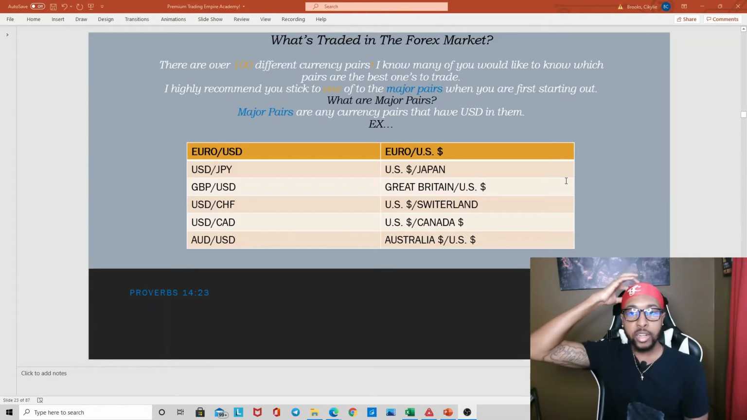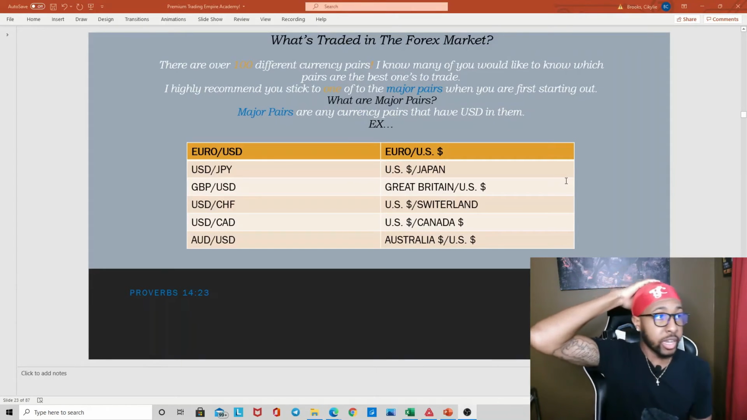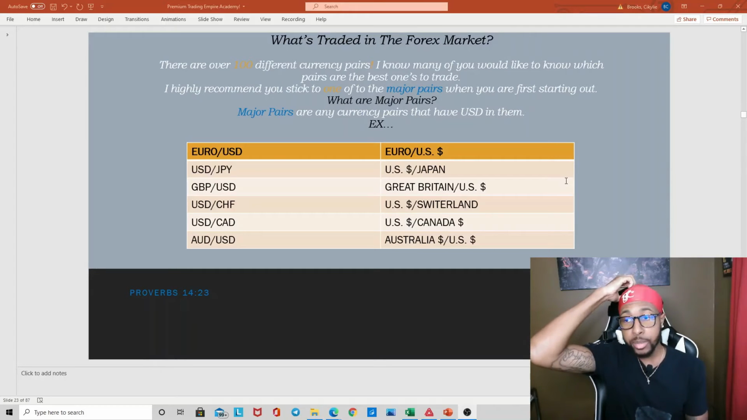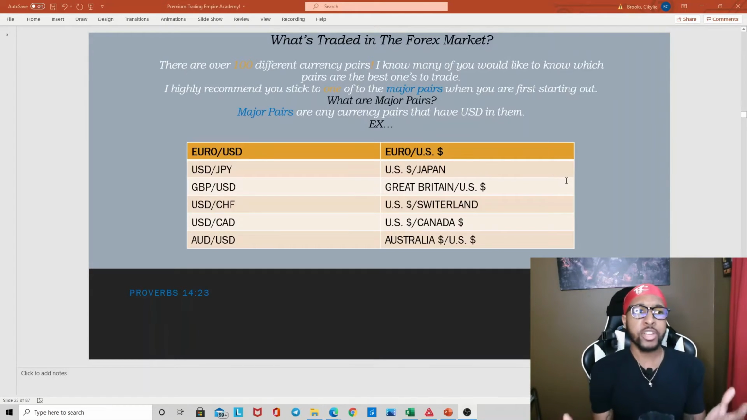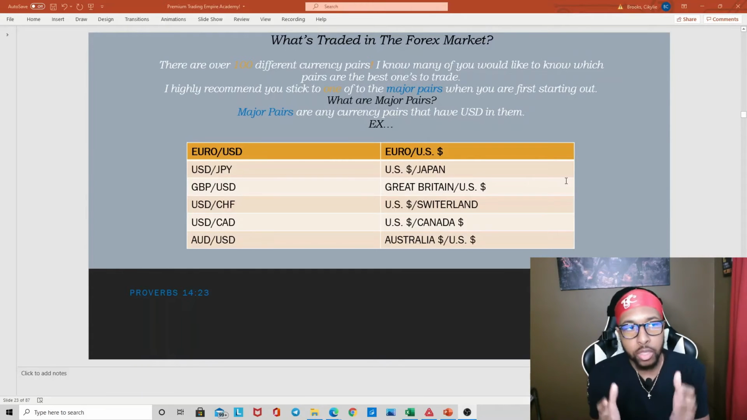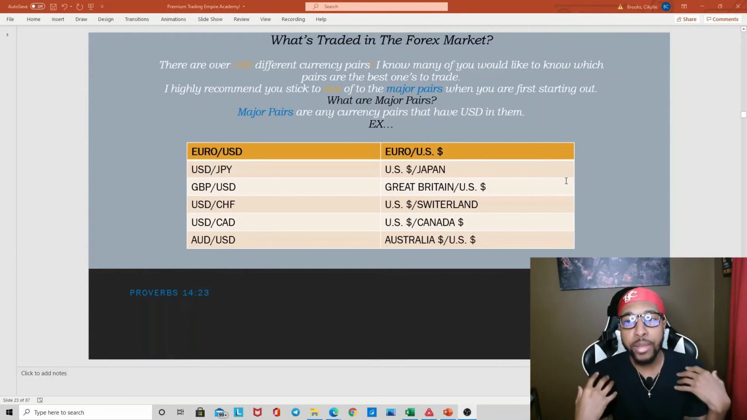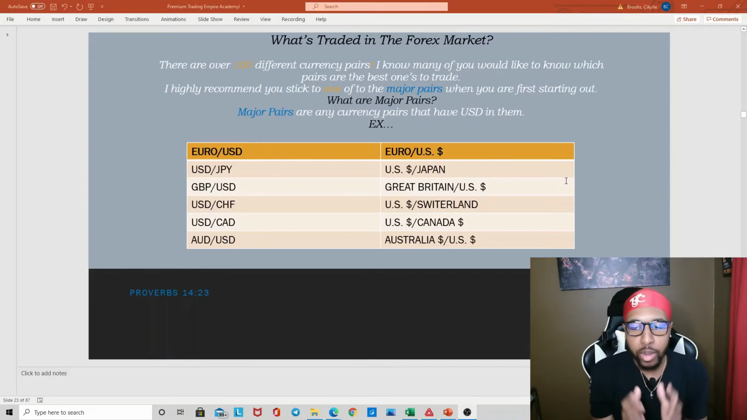So there are different pairs that are traded. The ones that are traded the most are what I call the major pairs. There are over 100 different currency pairs, and I know many of you would like to know which pairs are the best ones to trade. My recommendation, I highly recommend you stick to the major pairs. The major pairs are basically currencies that have USD in them.